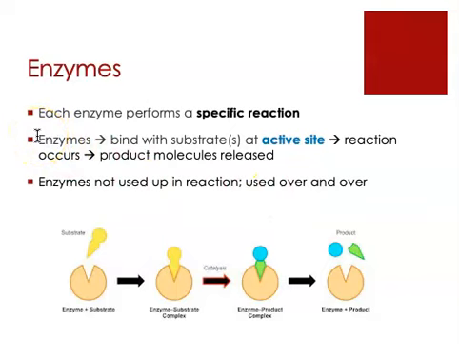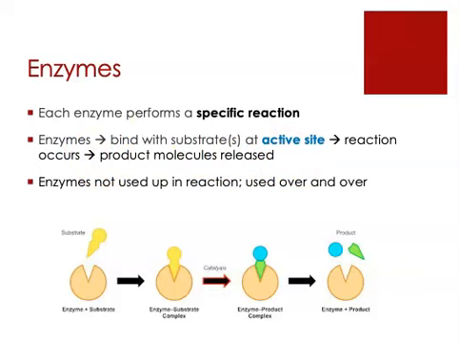Enzymes are the catalyst in these biological metabolic reactions. They will bind with the substrate molecules, and they bind at a very particular location that every enzyme has that we call the active site. The substrate binds to the active site, and then old bonds are broken down, new bonds are formed, the product is produced, and then the product is released.